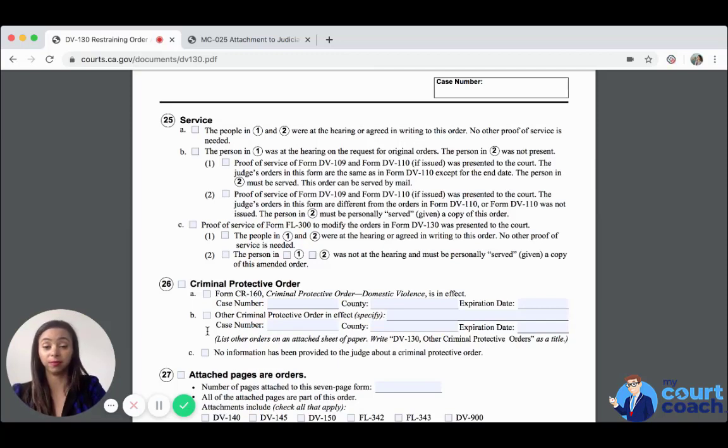Service: the people in 1 and 2 were at the hearing or agreed in writing to this order. No other proof of service is needed. So this means that if you and the other party were present at the hearing, then there's nothing else for you to do.